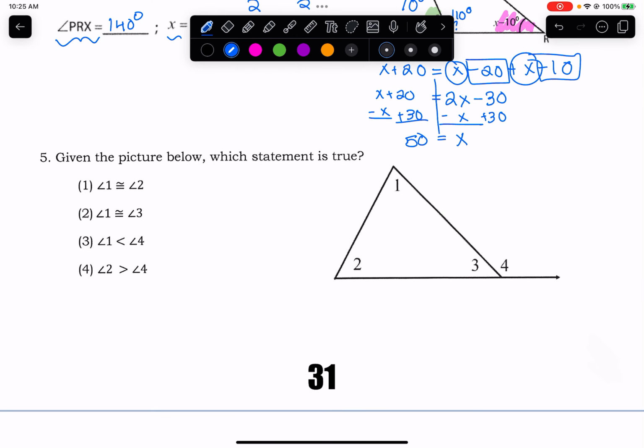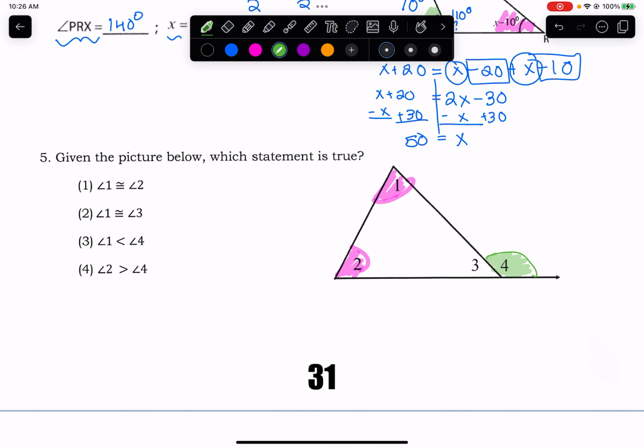Given the picture below, which statement is true? So I want to highlight first. Green is on the outside. Pink angles are my remote interior. They're farther away. So right off the bat, I know that angle 4 is equal to angle 1 plus angle 2. Now that's not one of my answer choices, so I have to go with process of elimination.